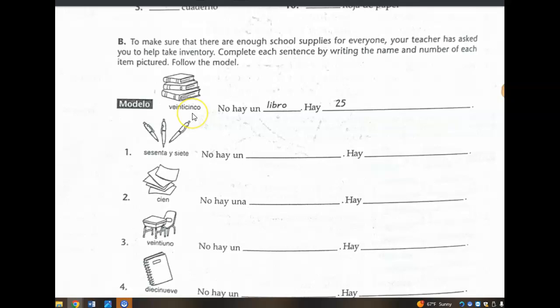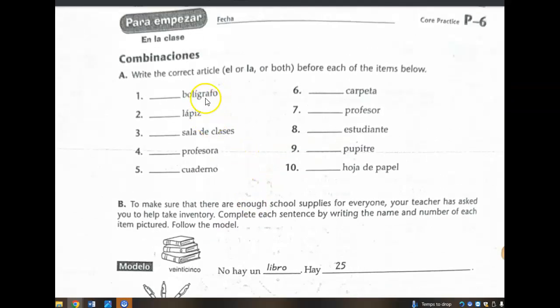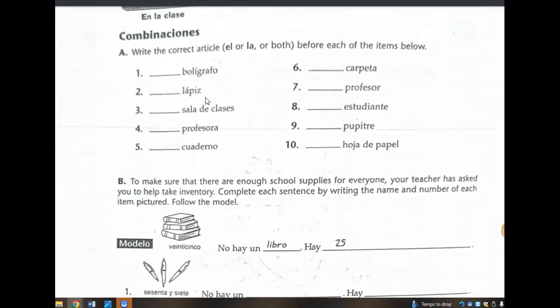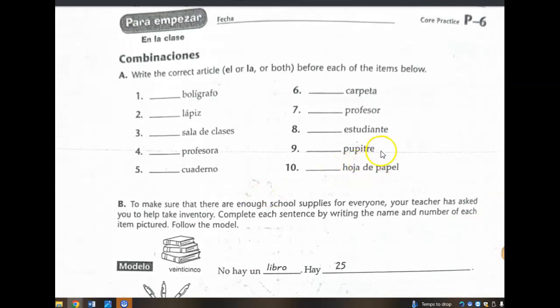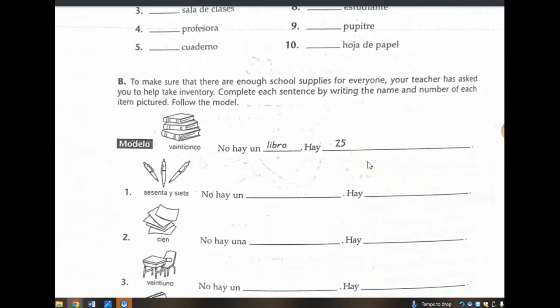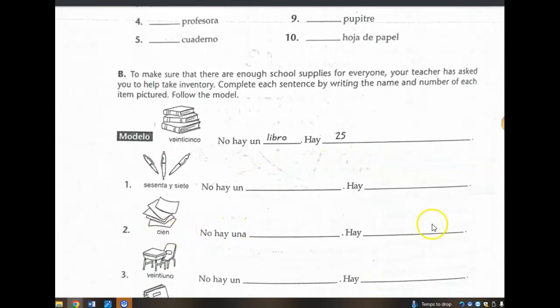Finally, part B, identify the noun. Write the noun here, and then the number, it's provided to you in Spanish, you're going to write it in its numerical form. For example, no hay un libro, there's not just one book. Hay 25. There are 25. No hay un bolígrafo. There's not just one pen. Hay 67. No hay una hoja de papel. There's not just one piece of paper. Hay 100. There are 100.